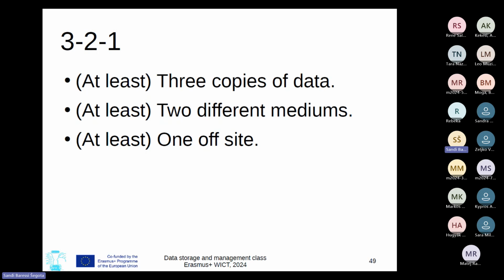And again, as I said, you want at least one offsite in case of errors, in case of really catastrophic events, where you can't get access to the actual building where you're storing information.